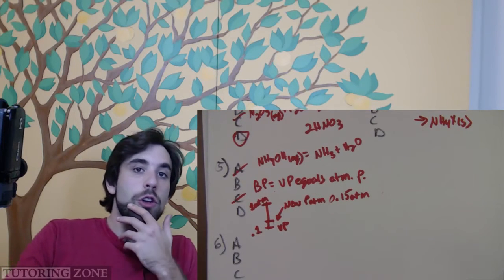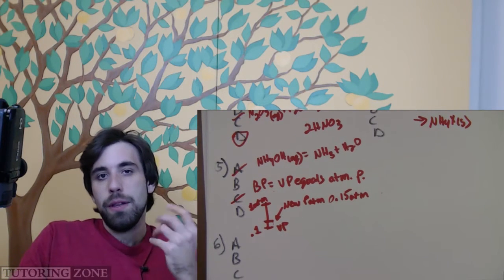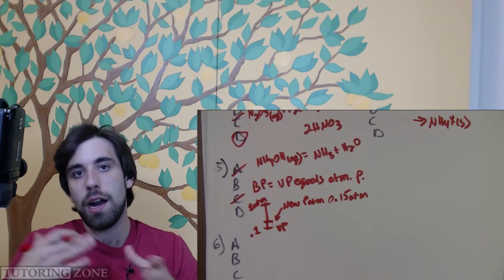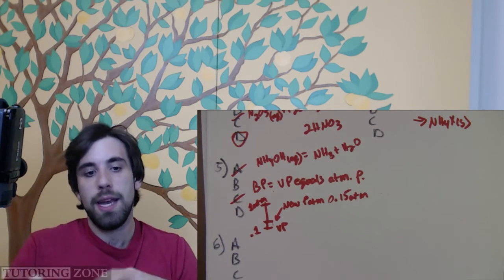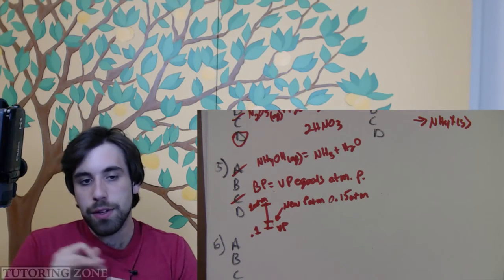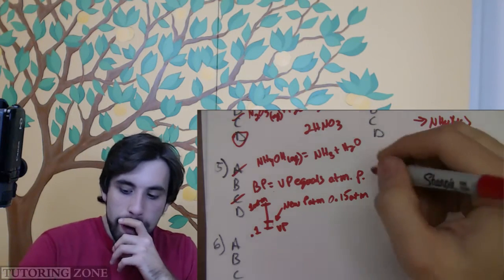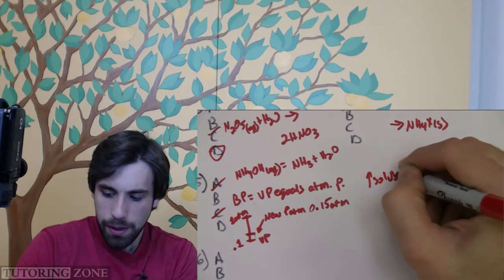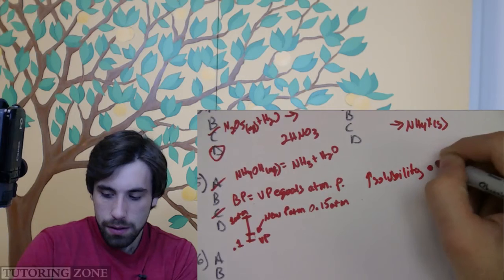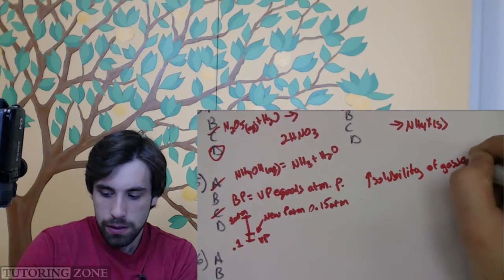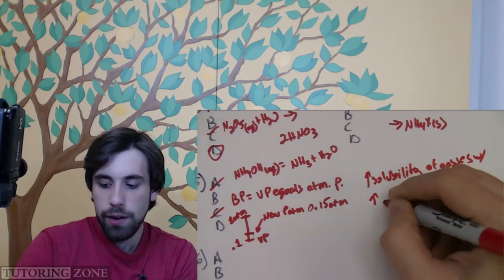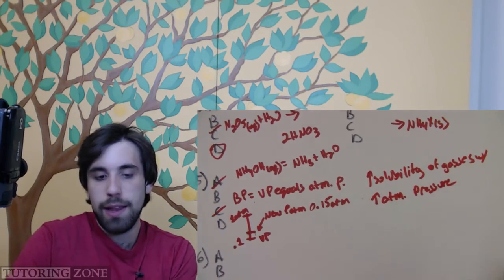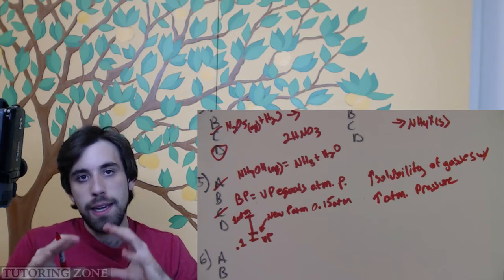So solubility of gases, we know that if we heat up a liquid, solubility of solids and liquids increase with increasing temperature, because the hotter the liquid is, the more solute it'll take. This is also in a later lecture. As for gases, they follow an opposite trend. Solubility of gases increases with increased atmospheric pressure. And you can literally think of that as the pressure pushing the gas into the solution.